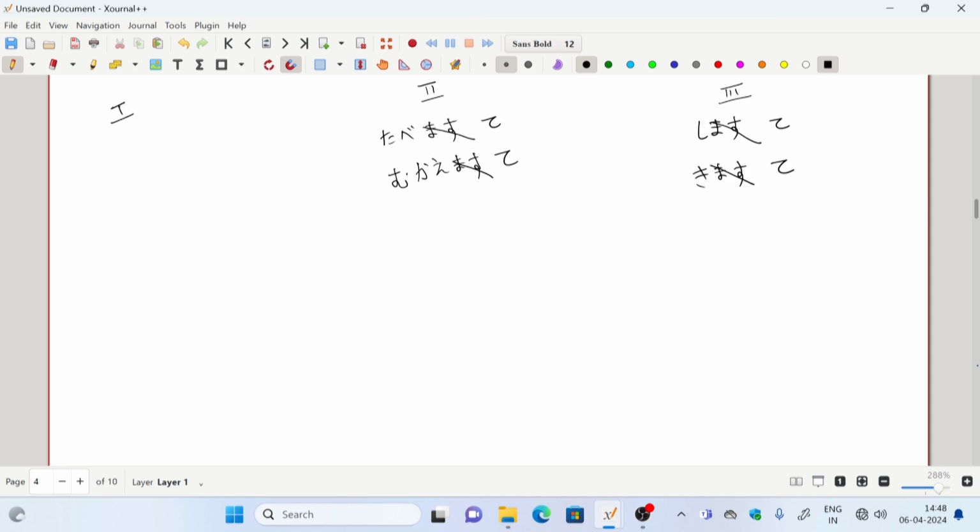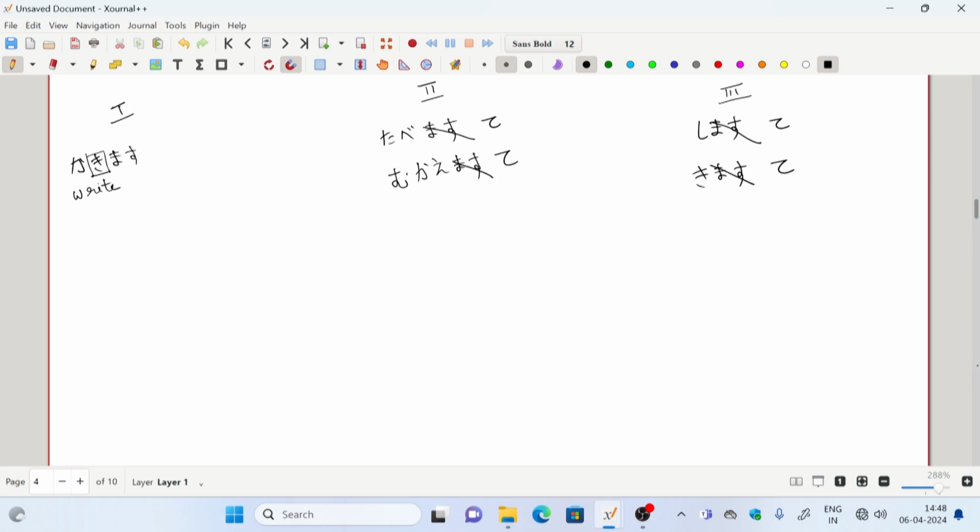Now we'll learn how to make te form of first group verb. First group verbs have been further categorized into different categories. First is kakimas, which means to write. So ending with ki before mas.